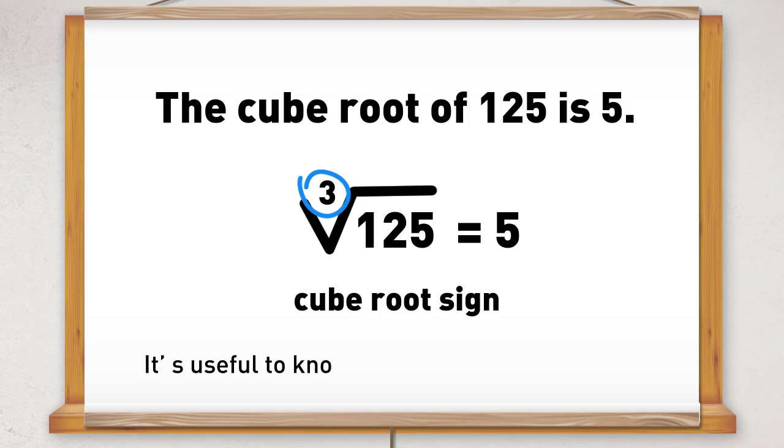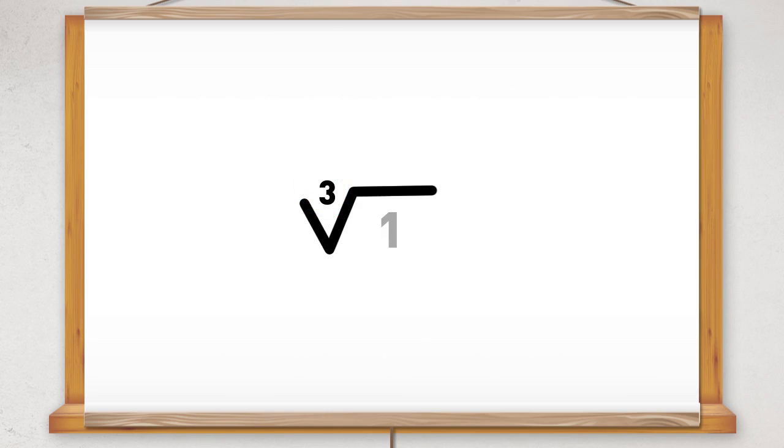It's useful to know the first few cubed numbers because then we can quickly work out the cube roots. For example, the cube root of 1 is 1. The cube root of 8 is 2. The cube root of 27 is 3. The cube root of 64 is 4. And the cube root of 125 is 5.